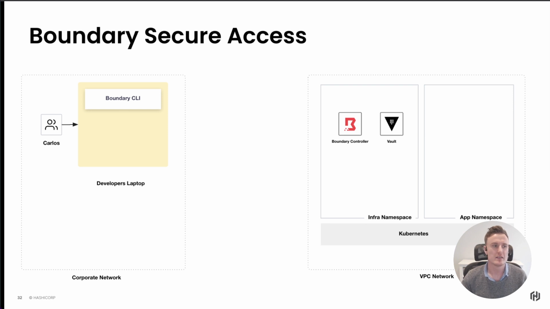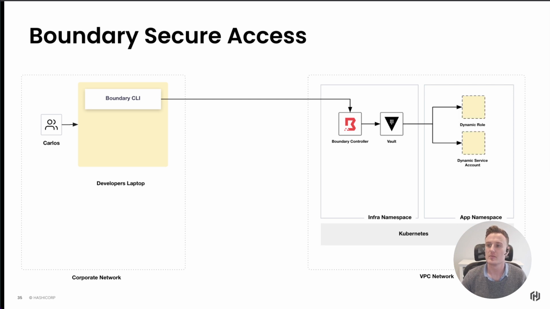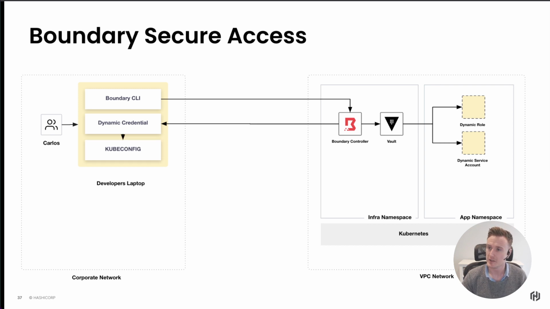So the workflow is Carlos is going to authenticate, probably over OIDC, to his organization's identity provider, just the way Jane did before. And from there, we're going to ask Boundary to provision us access into the app namespace. So to do that, Boundary is going to leverage Vault to create on demand a Kubernetes role which contains our RBAC privileges and a Kubernetes service account. And we're going to create these both in the app namespace. We're then going to pass these back in the form of a dynamic credential to Carlos. And then he's going to use them to create his kubeconfig.